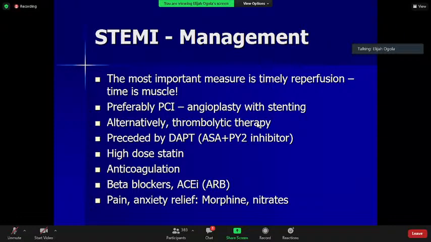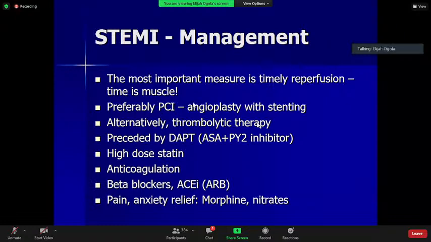Now, however, doing a PCI means you are in a center with a cardiac catheterization laboratory. You have people who have trained to do it, etc. So it is not often possible. Where it is not possible, what we do is we give thrombolytic therapy. And there are a variety of thrombolytic agents: streptokinase, alteplase, tenecteplase, etc. And these again have got to be given within a set period of time.